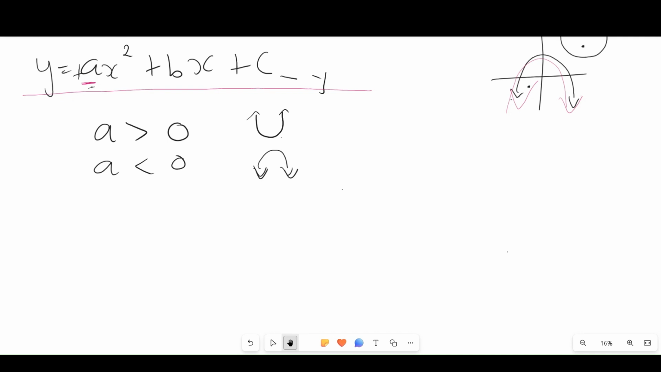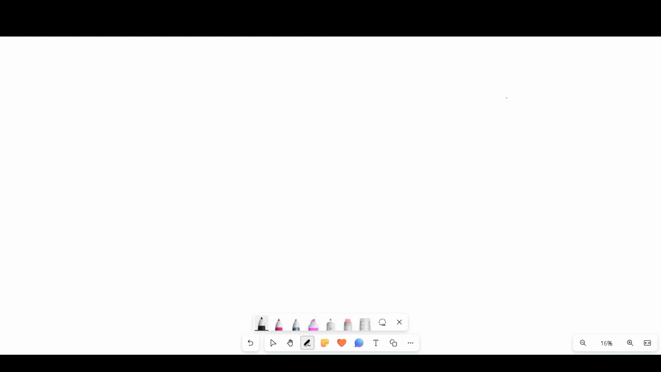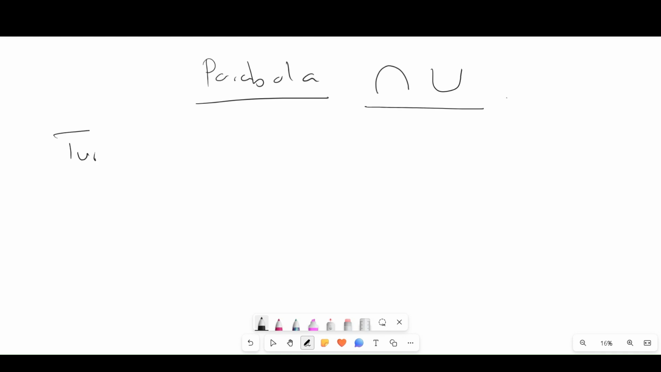Now we're going to look at another crucial, important thing here, which is knowing what they mean. Your parabola graph is represented by concave down or concave up, right? That's how you see them. And then it has a turning point. There's something we call a turning point. What is a turning point?